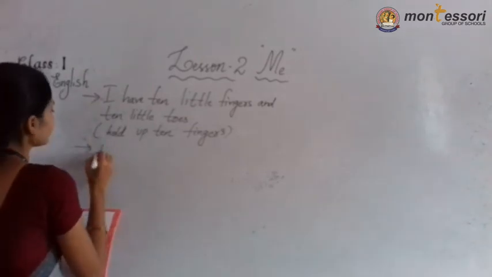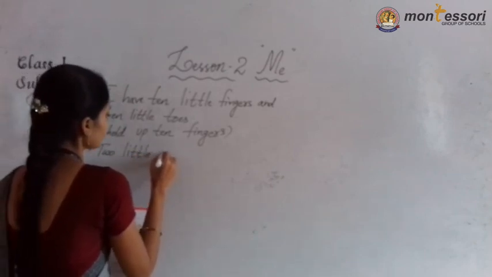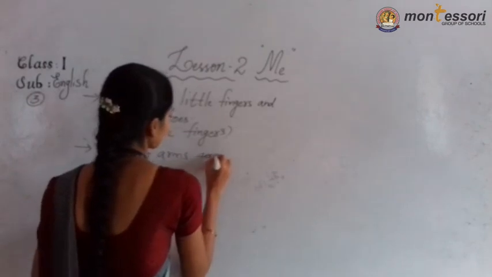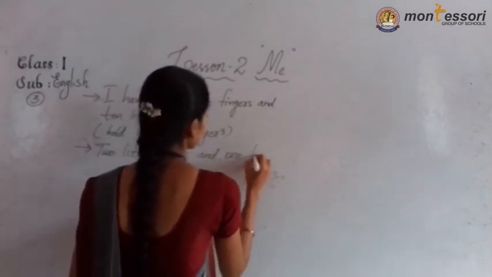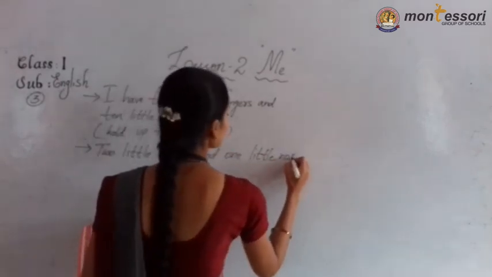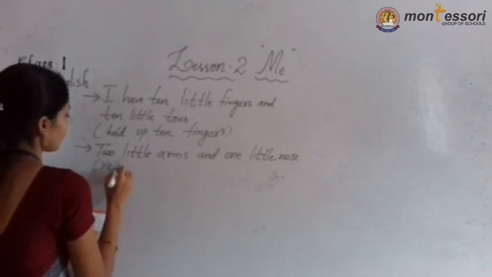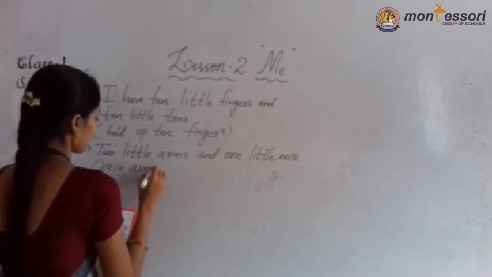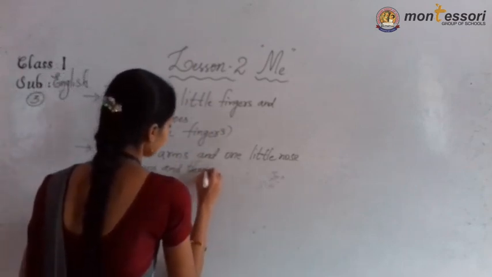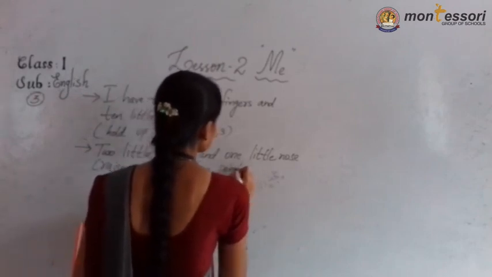Second, two little arms and one little nose. Raise arms and then point to nose.